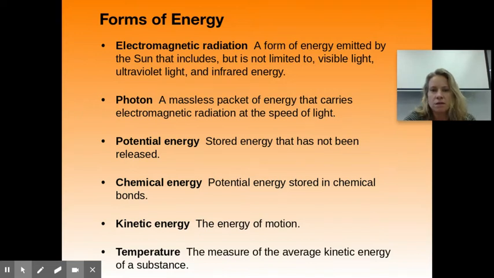Chemical energy is stored in chemical bonds. Oftentimes this is from food, where we get our chemical energy. We eat the food, and then that's stored in our muscles as potential energy. And then kinetic is moving, so moving energy would be kinetic. If I'm using energy right now to do this lecture, then that's kinetic energy. It's my potential energy being converted into kinetic energy. And then temperature is simply the average kinetic energy of that substance.